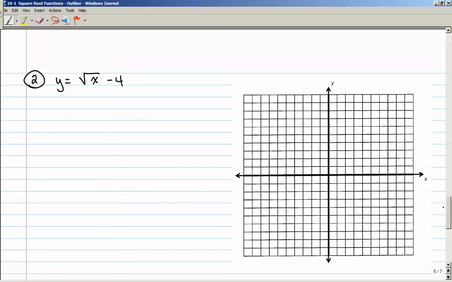Here's a second example. y equals the square root of x minus 4. So this is the same as saying the square root of x minus 0, minus 4. So my h is going to be 0 and my k is going to be negative 4. So my vertex, my starting point, is going to be the point 0, negative 4. So let's make our table.